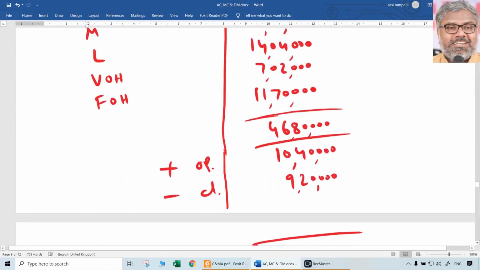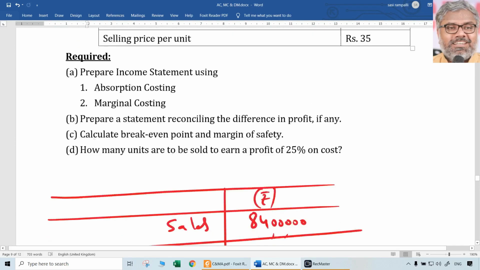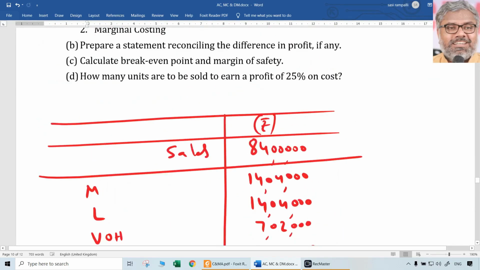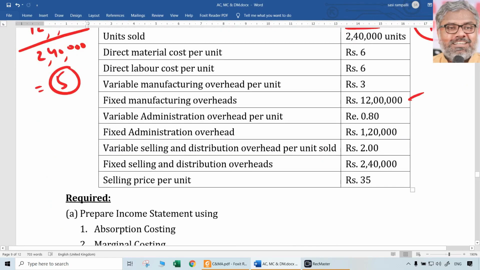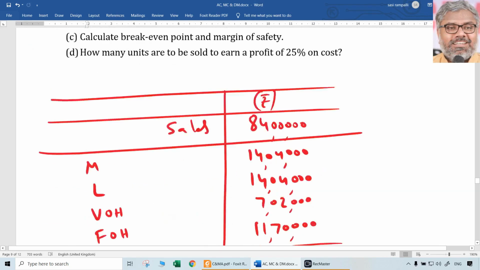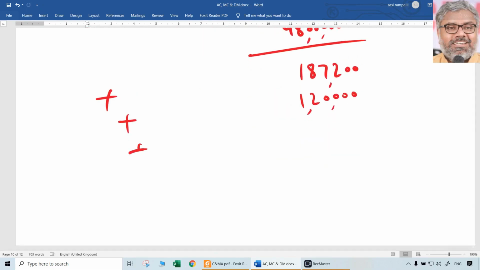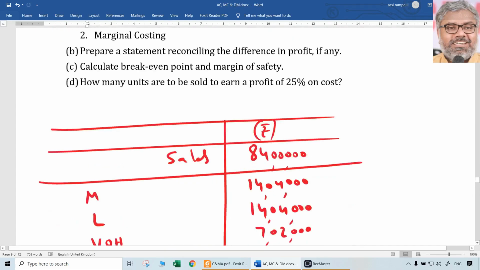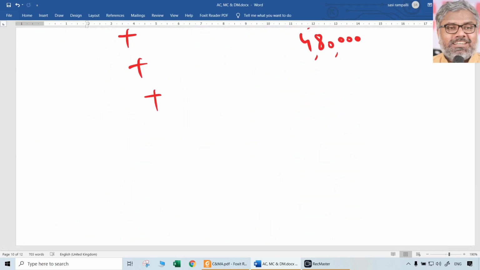Then fixed administration overheads 1,20,000. Directly we can take that. Then variable selling and distribution overheads 2 rupees per unit sold. So 2 into 240,000, 4,80,000 is the variable selling and distribution overheads. Then fixed selling and distribution overheads are 2,40,000. So all these costs are to be added.